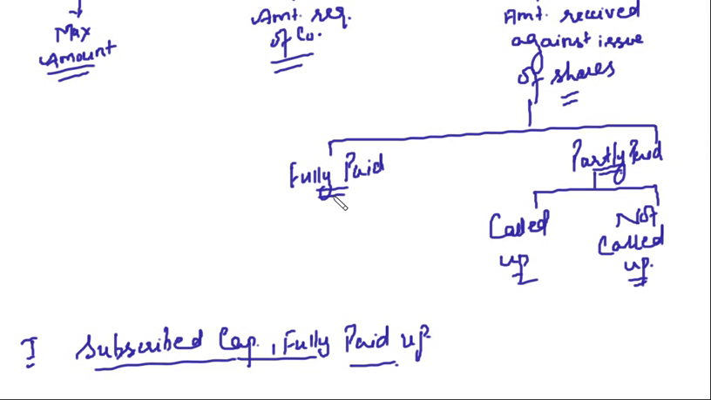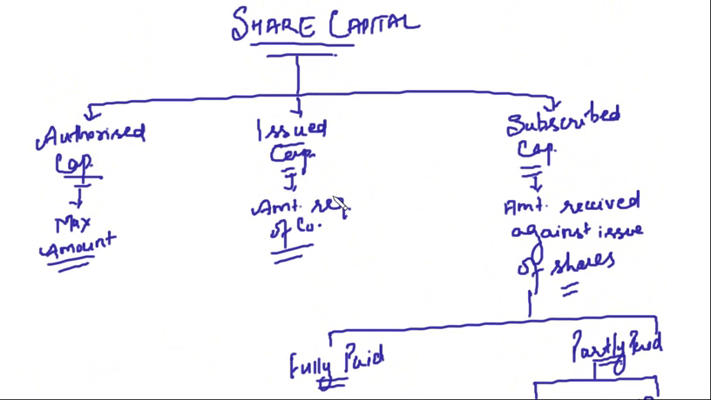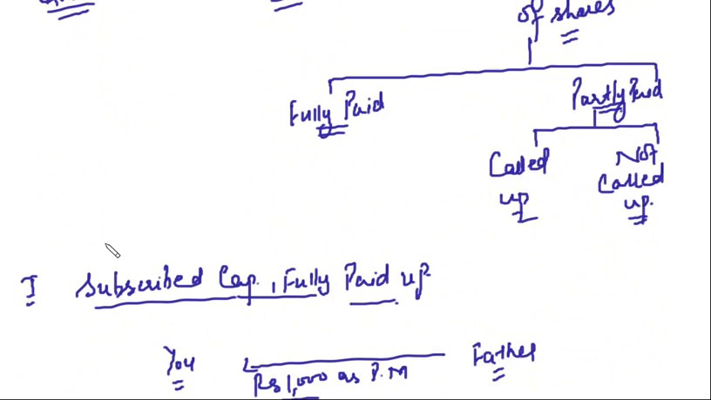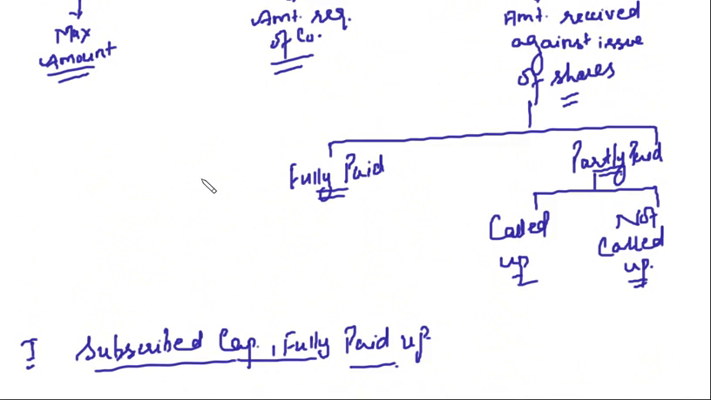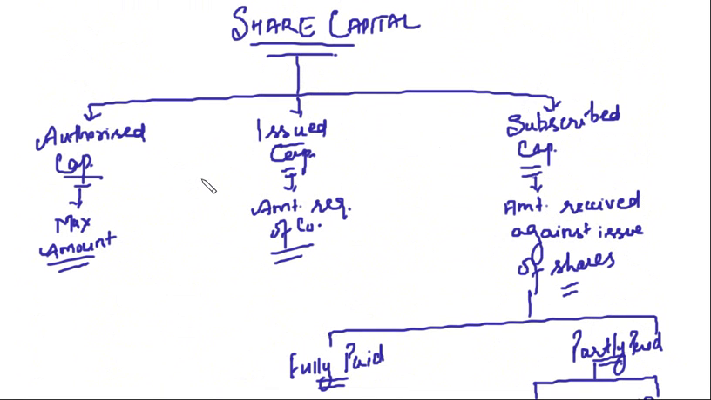Not called up is the company has not called to the extent of face value. Clear? So this is the full classification of share capital. This is how the whole share capital is divided into 3 parts: authorized capital, issued capital, and subscribed capital. It is very important to understand this subscribed capital part, right? Because if you are able to understand this part, only then you will be able to make disclosures in the balance sheet regarding this.